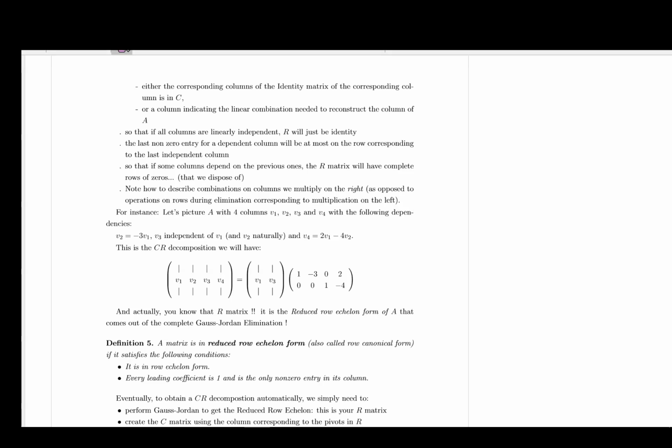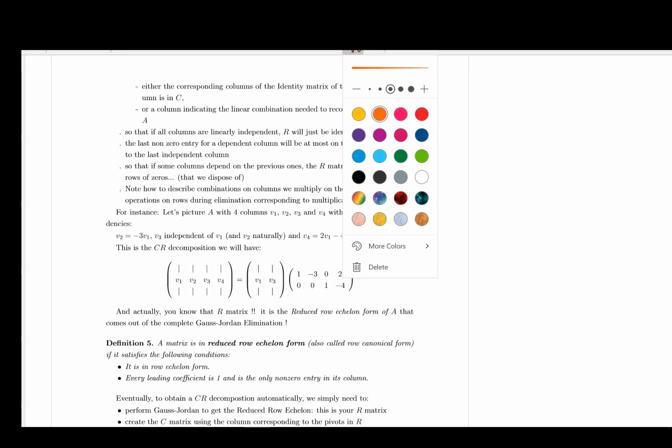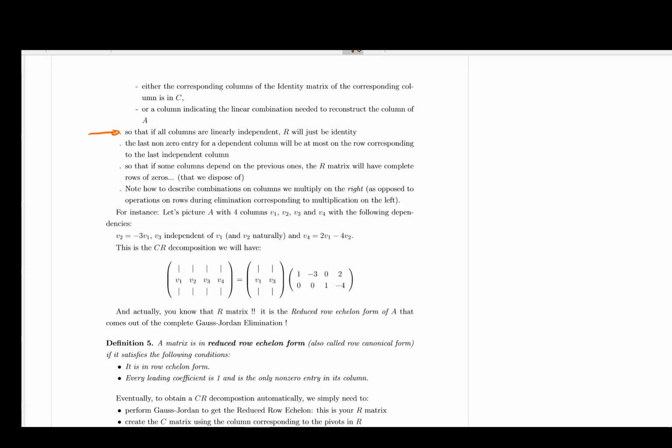A few implications before we deal with the example. If all of the columns are linearly independent, then you just keep all of them, and in your R matrix you will just have the identity. Not the interesting one, but it's interesting to go through the process. The last nonzero entry for a dependent column will be at most on the row corresponding to the last independent column, because we keep them in order. It's going to be clearer on an example. Next, if a column depends on the previous ones, the R matrix will have complete rows of zeros that we will dispose of. Okay, that's fine.